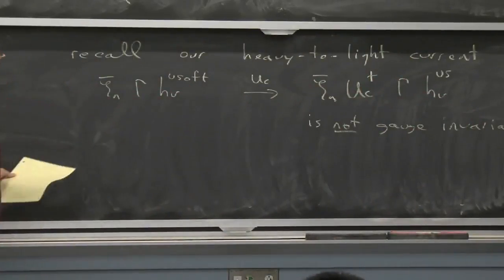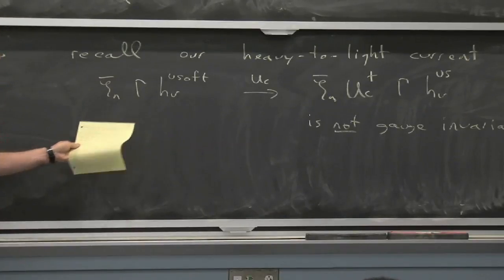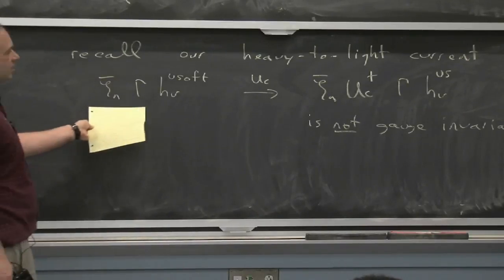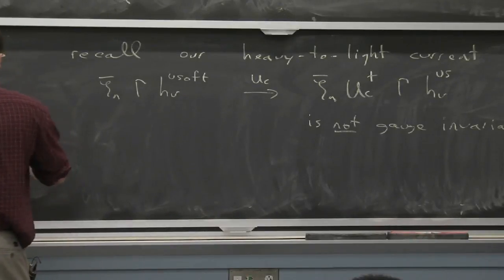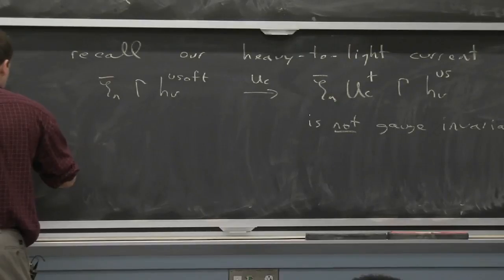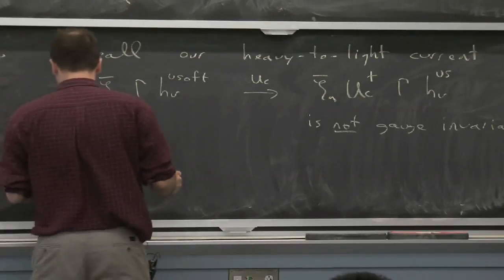But actually, we saw that this also wasn't the lowest order current. There was this additional thing, the Wilson line, that showed up. And that Wilson line is going to fix this issue. It's going to make it gauge invariant. So we have to ask, how do Wilson lines transform under gauge symmetries?